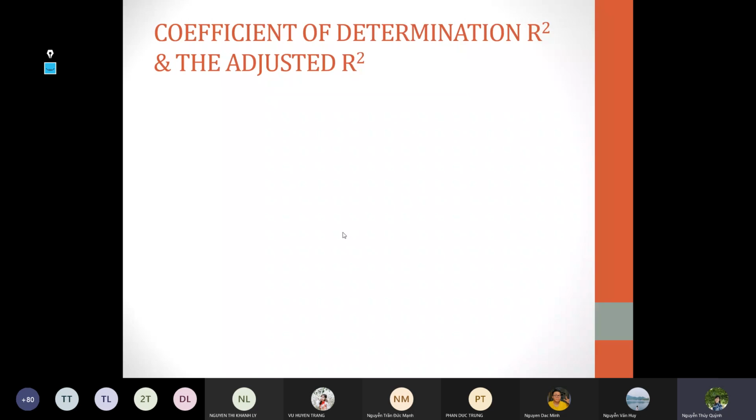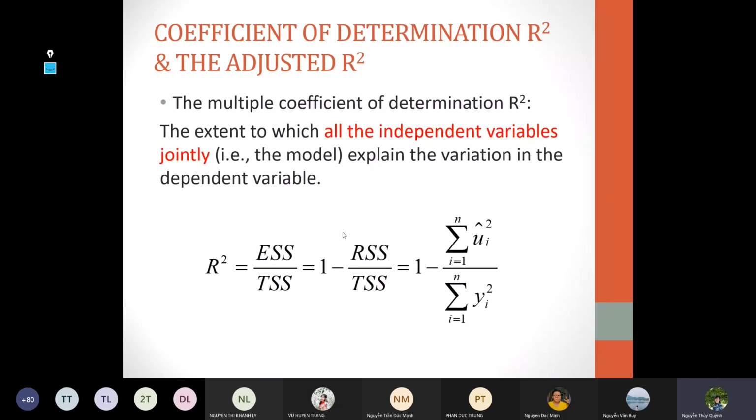Do you still remember the formula to calculate R square? What is it? R square equals ESS divided by TSS. R square is the ratio between ESS and TSS. Or we can calculate it as the difference between 1 and the ratio between RSS and TSS. Here is the formula to calculate R square.